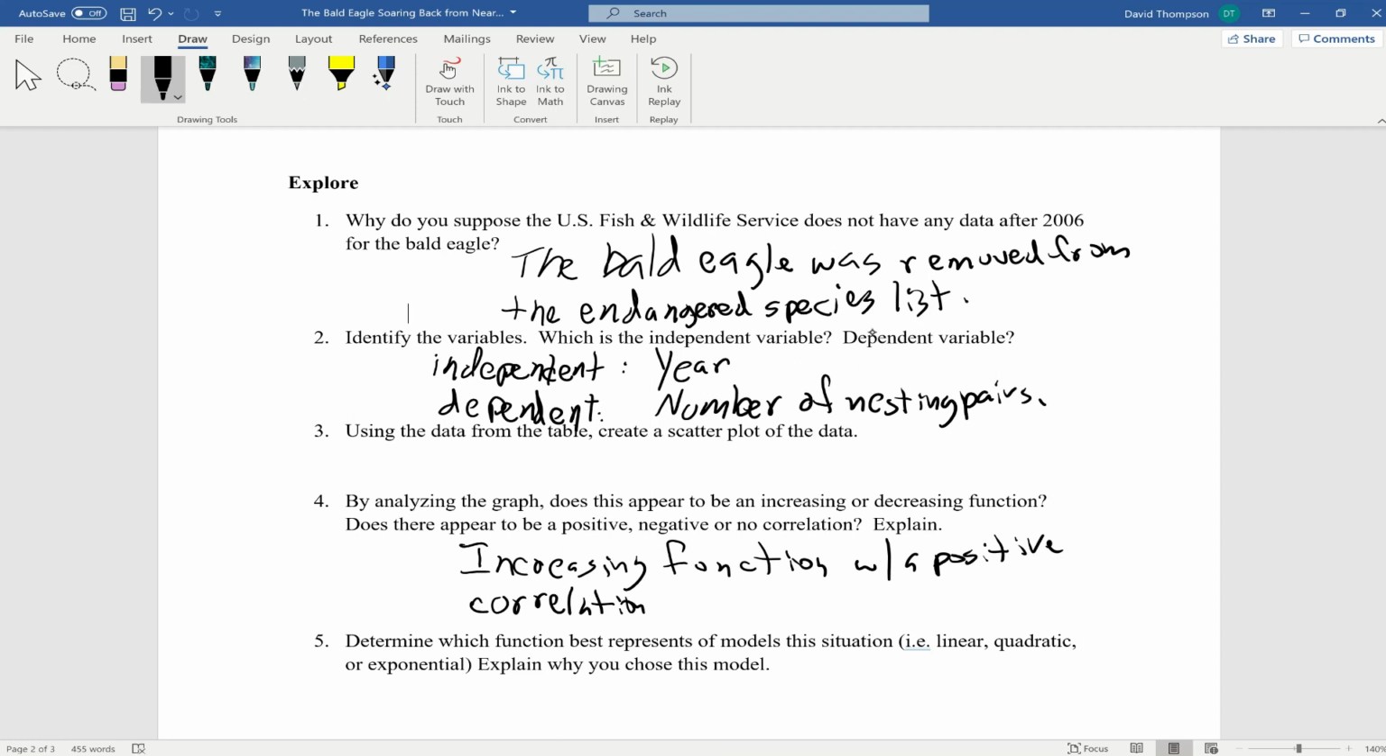Because the graph increases as you move from left to right.